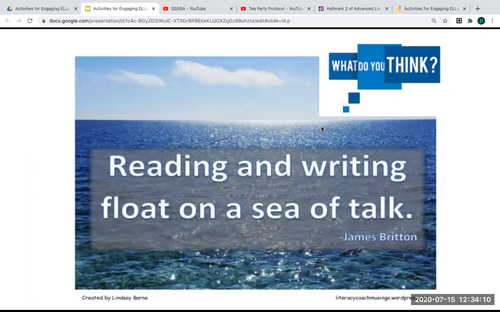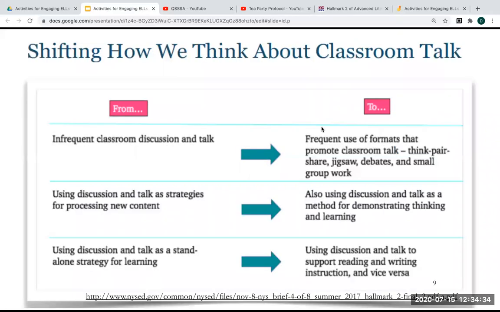And I also want you to think about this quote: "Reading and writing float on a sea of talk." This is the reason why discussion among students is so important, not only for English language learners, but for all of our learners. Students need that opportunity to practice conversation, practice speaking with one another, and then they can use that experience in their reading and in their writing.